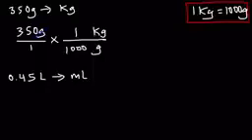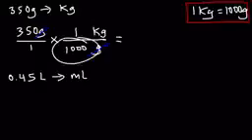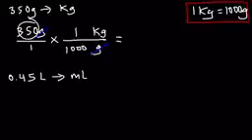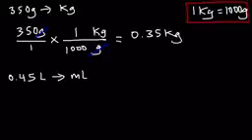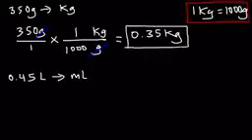So when we set it up this way, we can see that the unit grams will cancel. Now, because this number is on the bottom, we're going to divide 350 by 1,000. 350 divided by 1,000 is 0.35 kilograms. Another way in which you can conveniently divide by 1,000 is you can move the decimal 3 units to the left. So that's the answer for the first example.